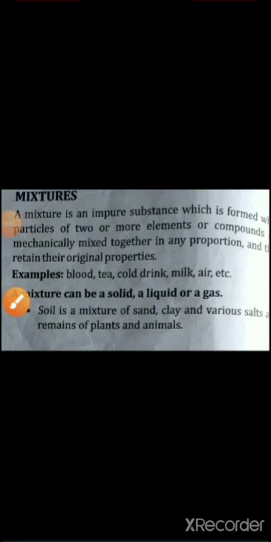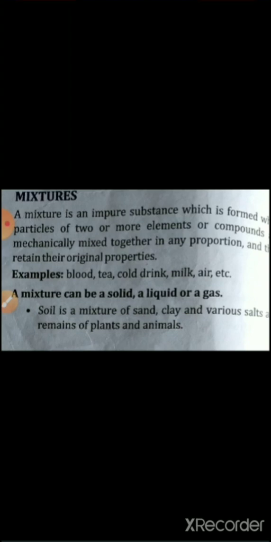Hello students, today we are going to discuss mixtures. In previous classes we discussed elements and compounds, and we know elements and compounds are pure substances. Today we are going to discuss that a mixture is an impure substance. Substances are of two types: pure substances and impure substances. Pure substances are also of two types: elements and compounds, and impure substances are mixtures.